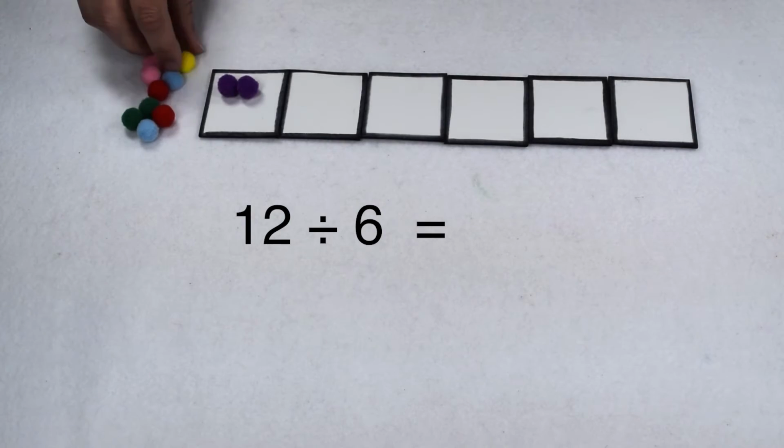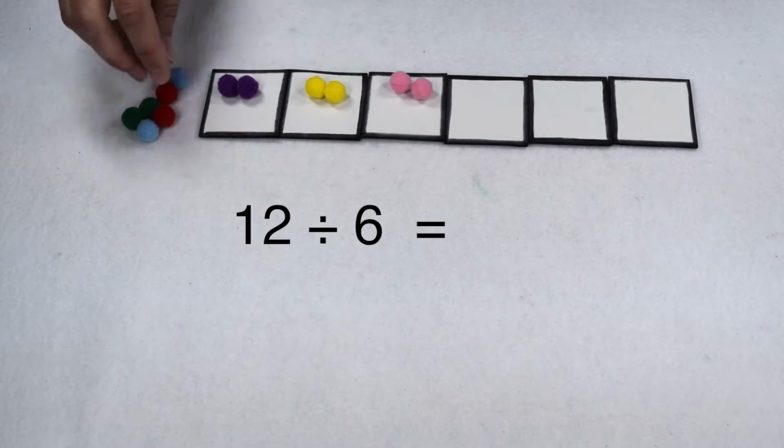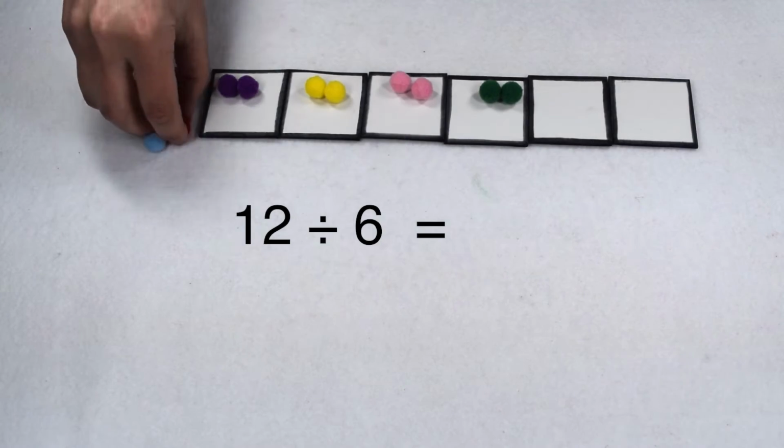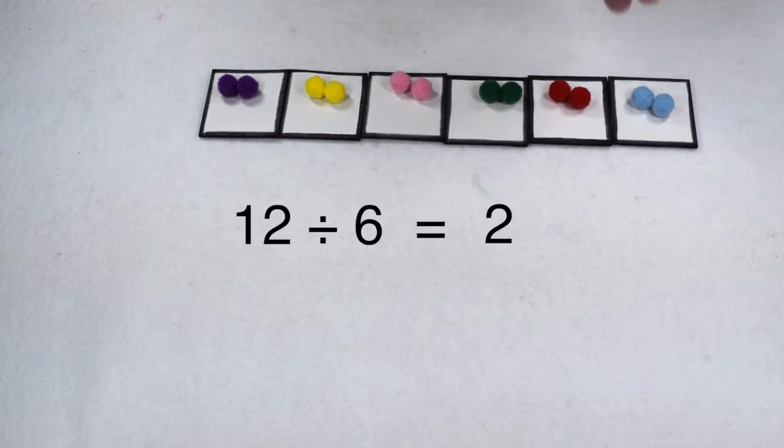You can see that if we take our 12 items and split them into 6 groups, we can put 2 items into each group with no remainders. So 12 divided by 6 gives us 2.